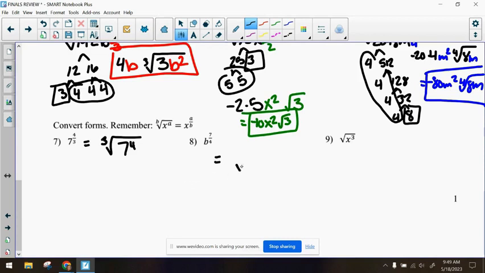The second one, I need a radical. B is the base, 4 is the index, and 7 is the exponent. On number 9, we're going the opposite direction, where I'm needing to write this with a rational exponent. X is the base. 3 is the exponent. 2, even though it's not written, is the index.